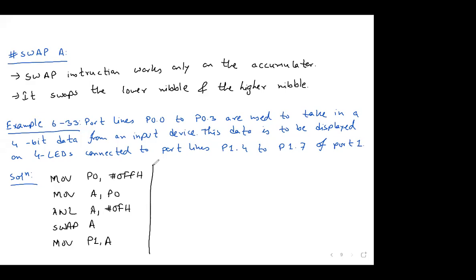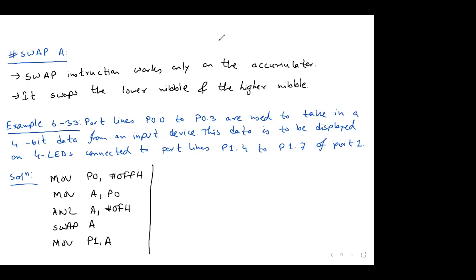Up to this much is okay, but why are we doing this? I got one portion of the answer. There is another portion. Why are we preserving the lower nibble only? According to the question, we want to take the data from P0.0 to P0.3. Exactly, yeah. Now I got both answers.